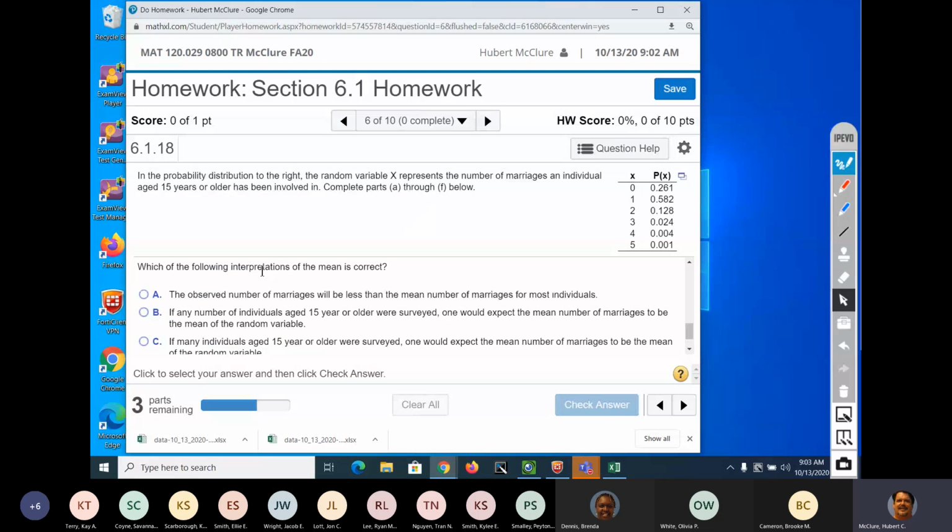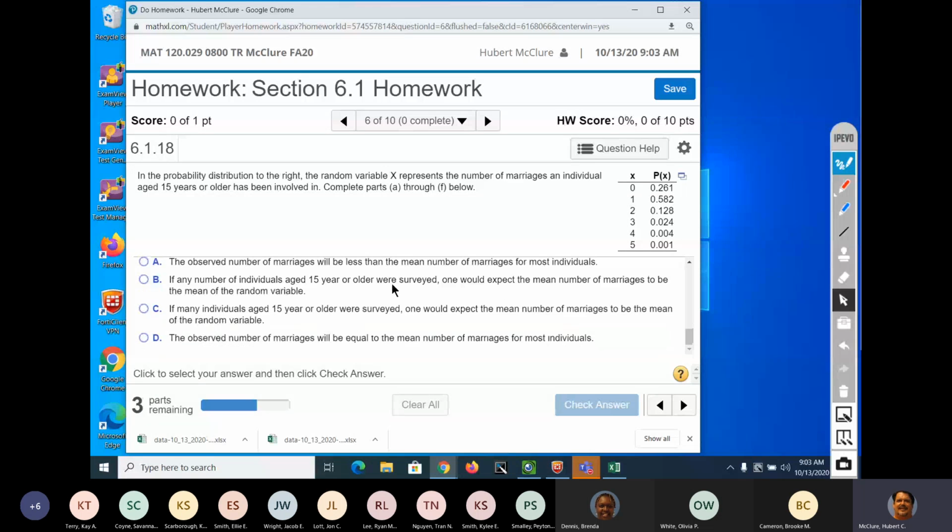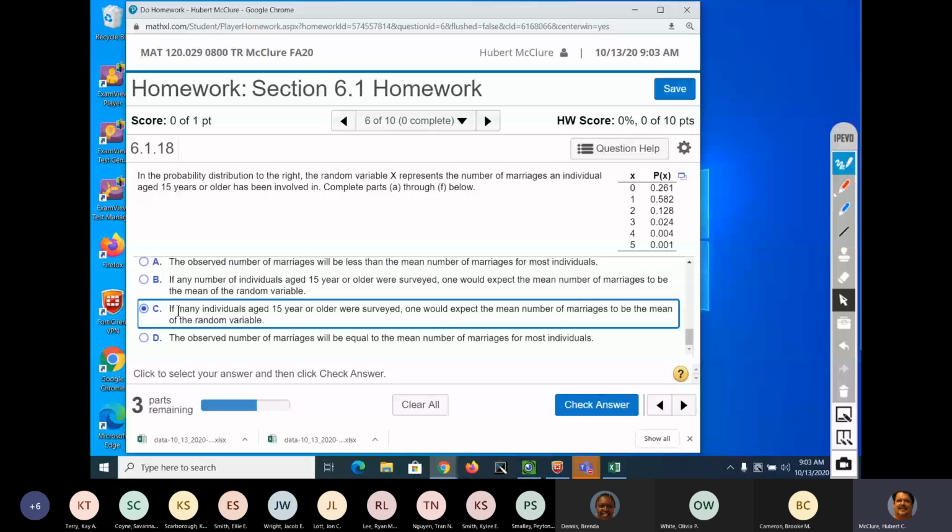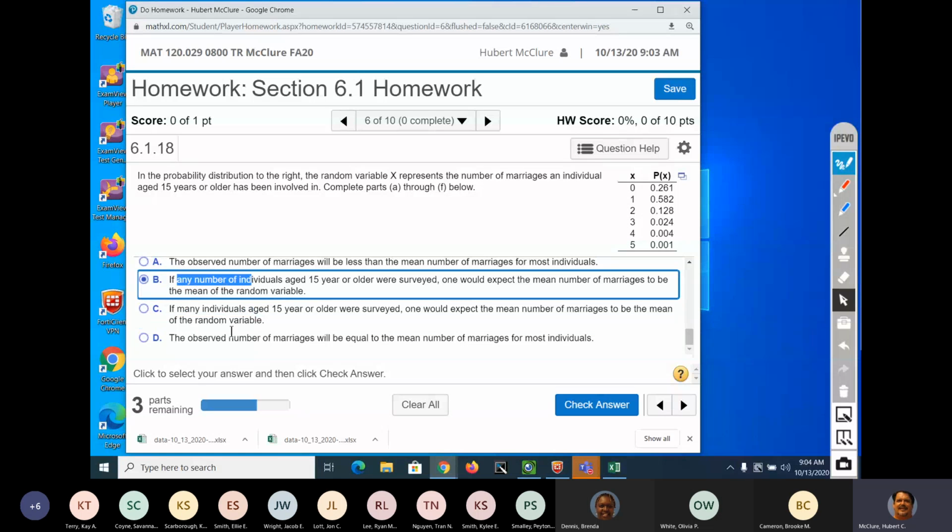Which of the following interpretations of the mean is correct? The observed number of marriages will be less than the mean number of marriages for most individuals. If any number of individuals age 15 or older were surveyed, one would expect the mean number of marriages to be the mean of the random variable. That might be true. Hold on. If any number, I would say any number. I wouldn't say many individuals. That doesn't sound right. In probability, you don't say if many individuals. I would say if any individual. I like B so far. The observed number of marriages will be equal to the mean number of marriages. No, that's not necessarily true. I would say B. Nope.